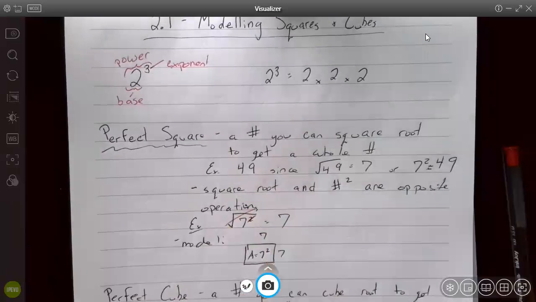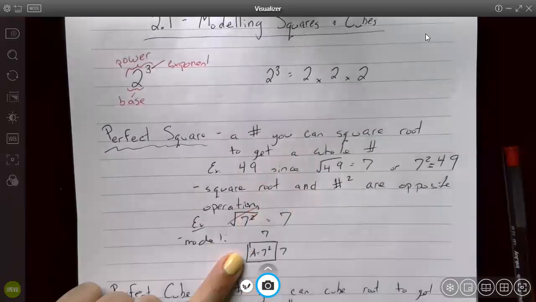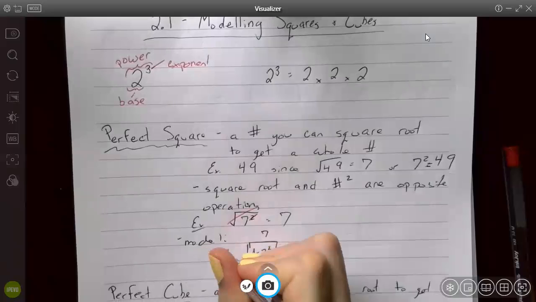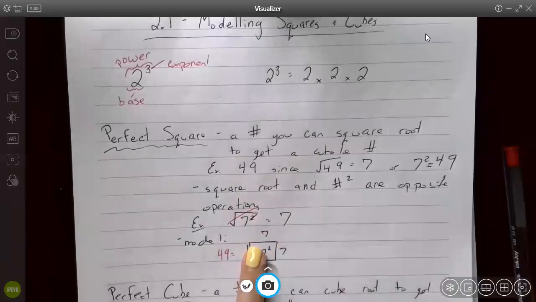And the way that we model a perfect square is just by drawing a square and then writing the number on either side. So for example, the way that we would represent 49, which is a perfect square, is to write a square which is 7 by 7 because 7 squared is 49.